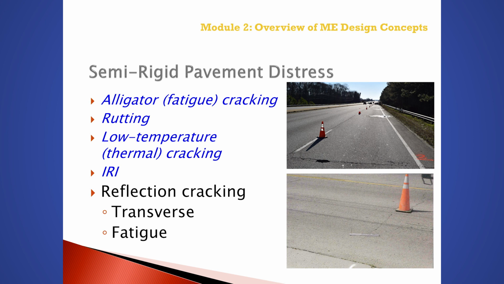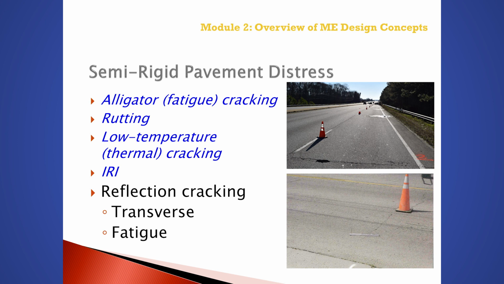Reflection cracks include transverse and/or shrinkage cracks from cement-treated base layers and fatigue cracks from the cement-treated base layer. The transverse reflection cracks in semi-rigid pavements are measured as total length and recorded as total feet per mile. The fatigue reflection cracks in semi-rigid pavements are measured as percent total lane area.